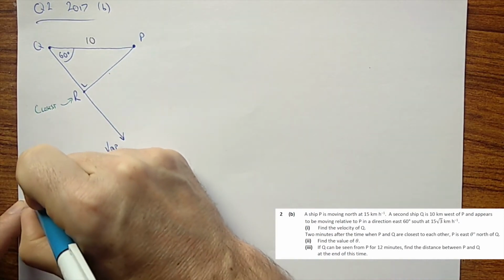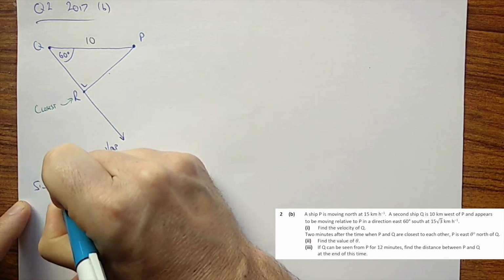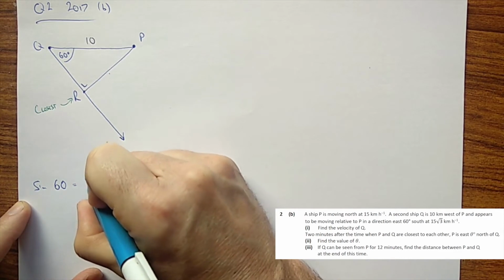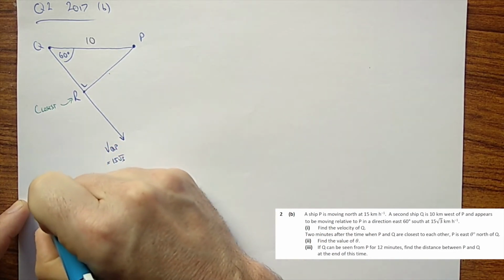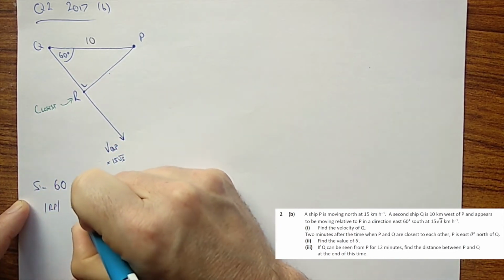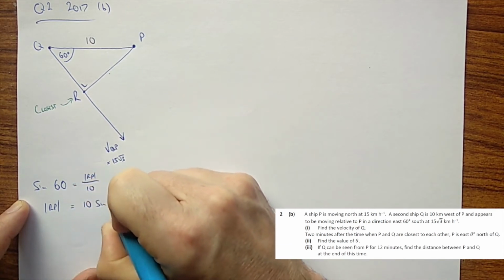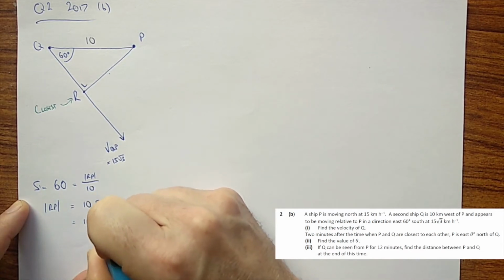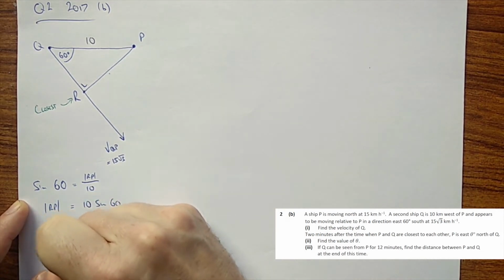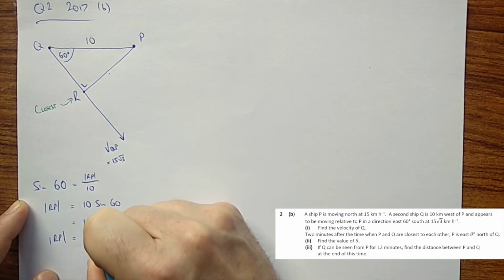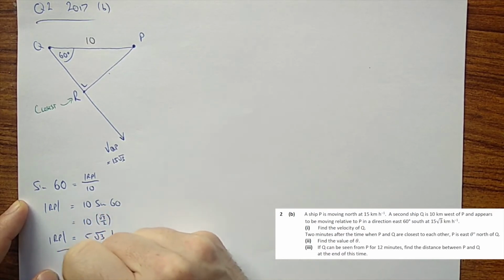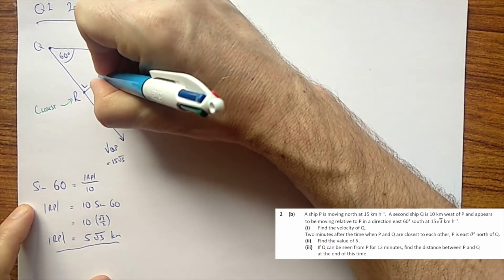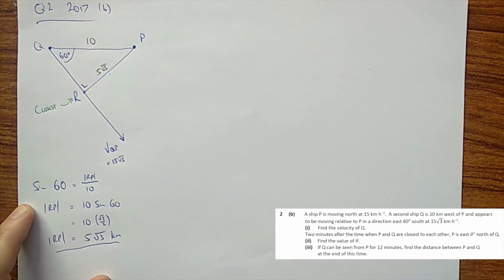The sine of 60 equals ORP, which is our opposite, over 10. So ORP, which we wouldn't mind knowing, is 10 sine 60, equals 10 root 3 over 2. So ORP is 5 root 3 kilometers. Okay, I'll write that into our little diagram here. 5 root 3. Now we're kind of getting places a small bit.